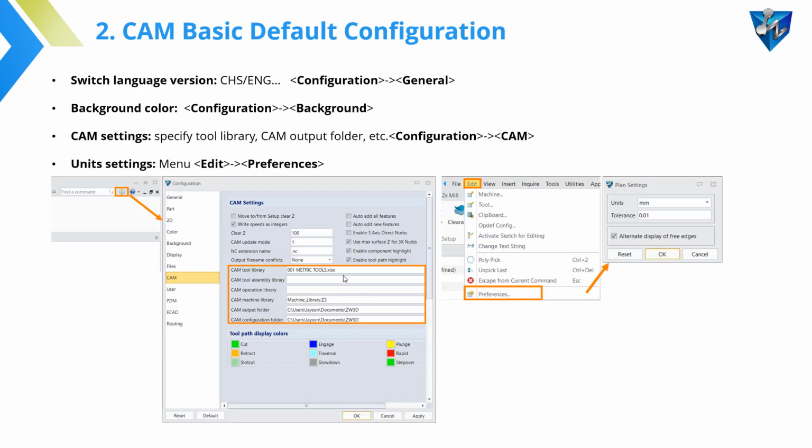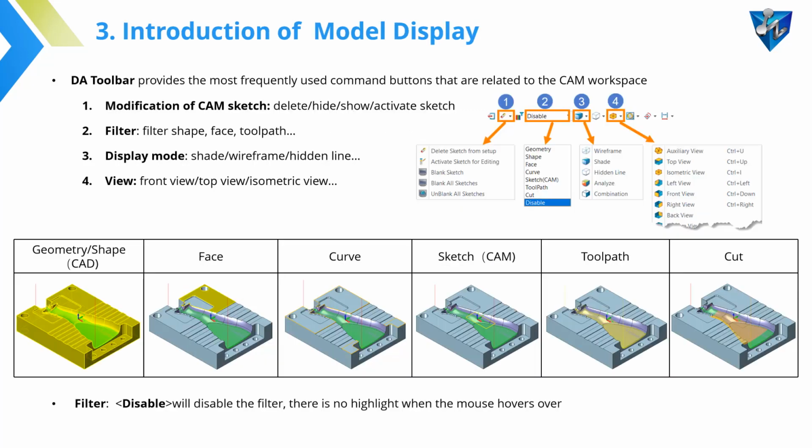As to the configuration, you can find most of them in the configuration window, such as switch language, set background color, set CAM settings, and unit settings. Here you can find that by the document aware toolbar, we can control the model display, such as the sketch control, and also set different filters. We can select the different objects by the filters, and also set different display modes, and switch different views, such as front view, top view, isometric view.